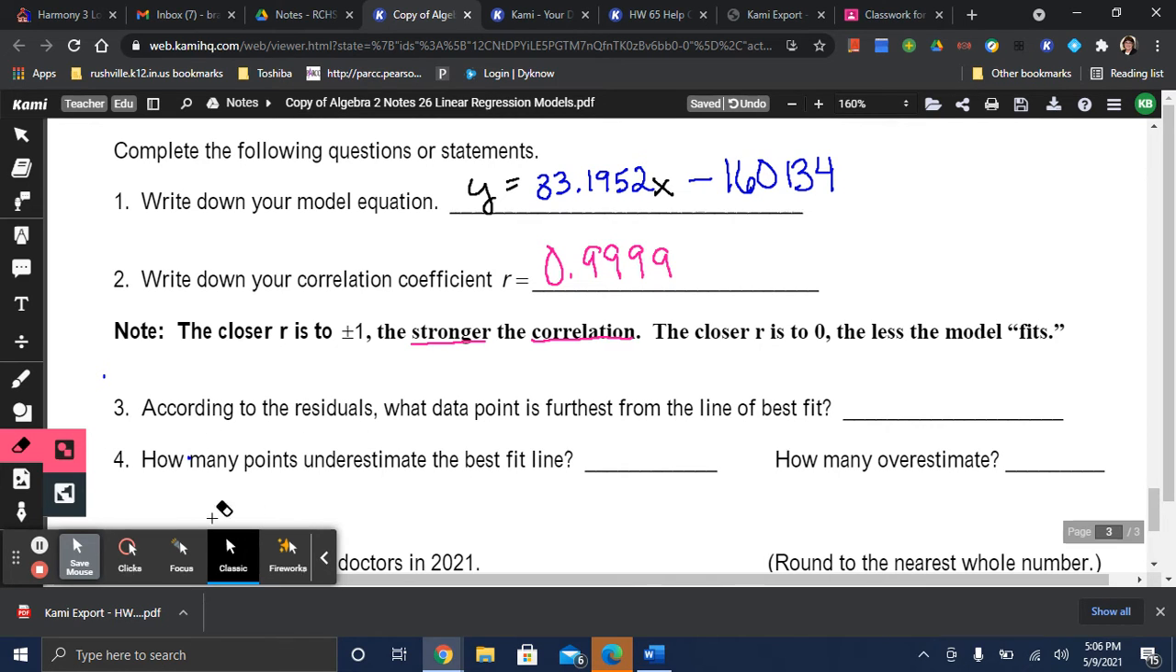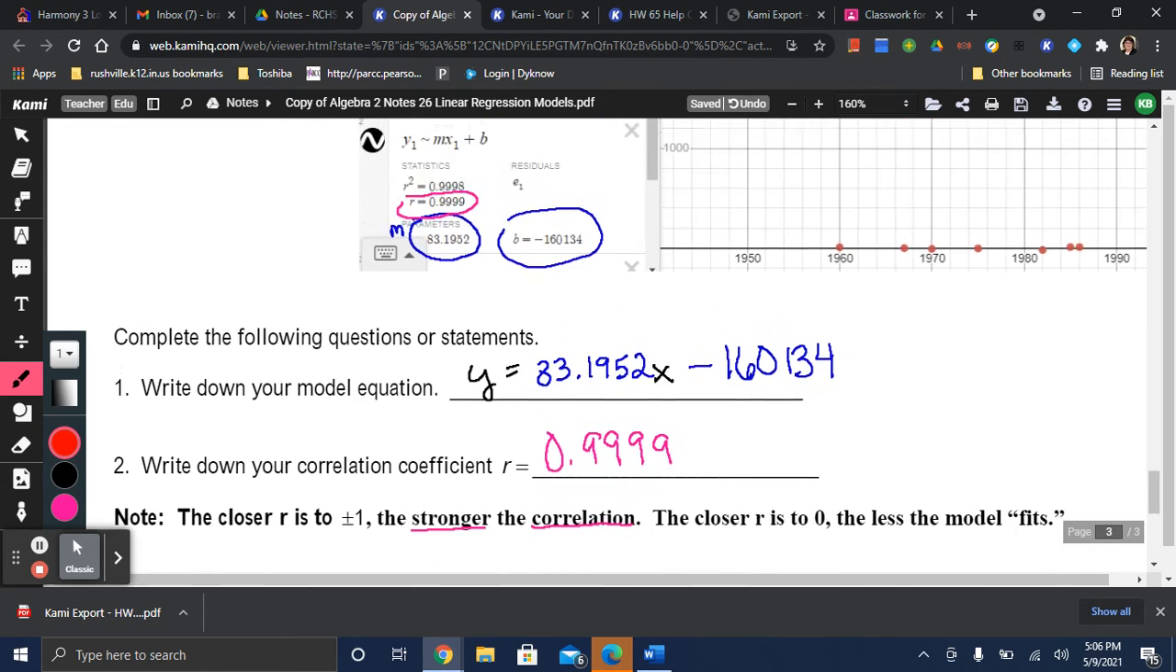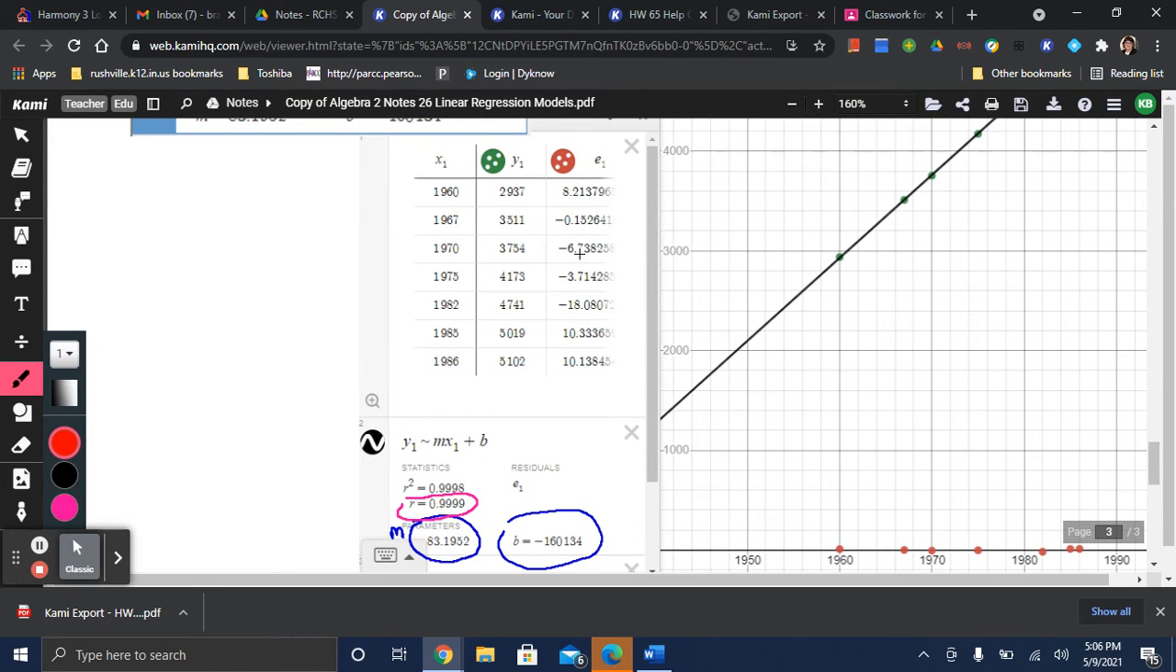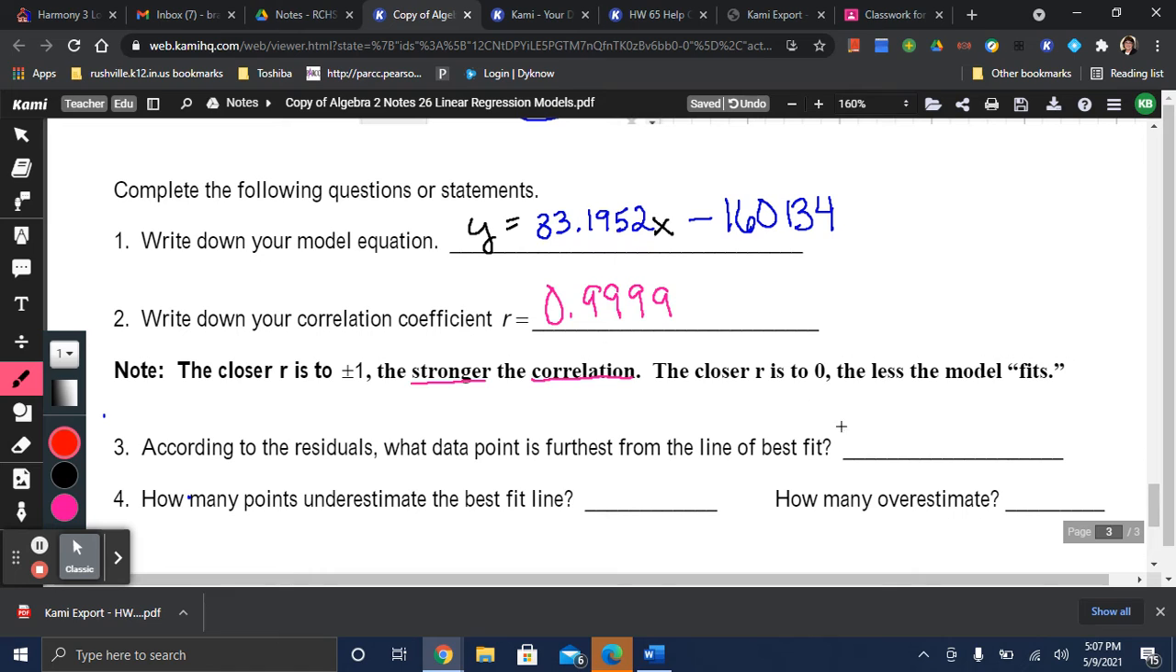So then this question is going back to the residuals and wanting you to look at what's happening according to the residuals. What data point is furthest from the line of fit? So I tried to talk about that as we were first looking at it. This one is 18 units negative off of what the line is saying. And so this is the ordered pair, 1982 and 4,741. That would be the ordered pair that is the furthest from the line of fit.